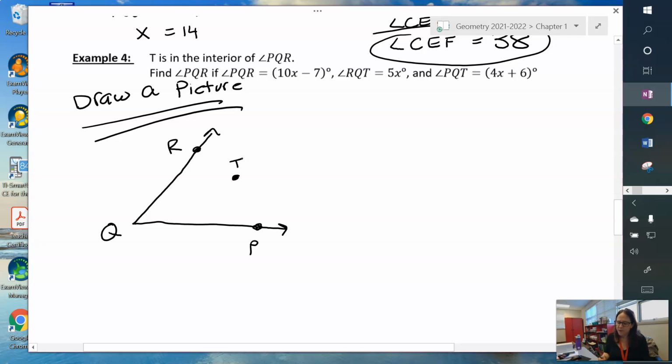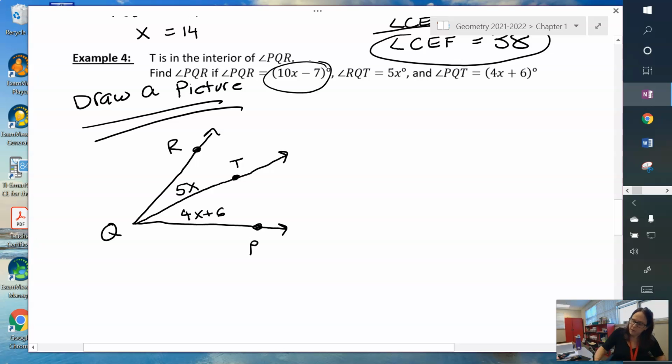And then it says find the measure of PQR if PQR is 10x minus 7, RQT is 5x. So now I'm going to put a ray in here going from Q through T. Angle RQT is right here, and I'm told that that is 5x. And then I'm told PQT is 4x plus 6. And the whole angle is 10x minus 7. So I'm going to set up my equation. I'm going to say angle PQR.